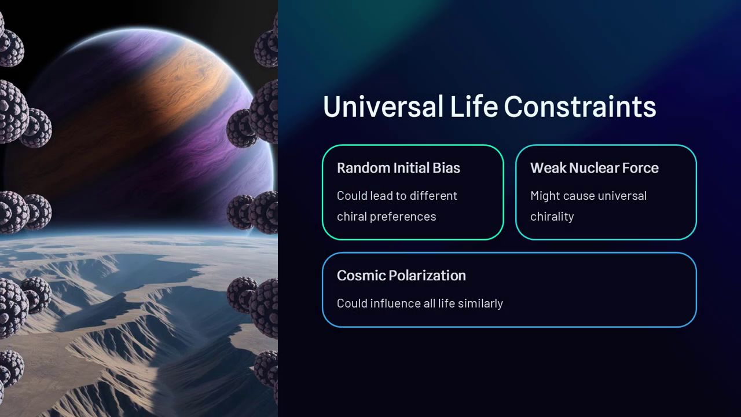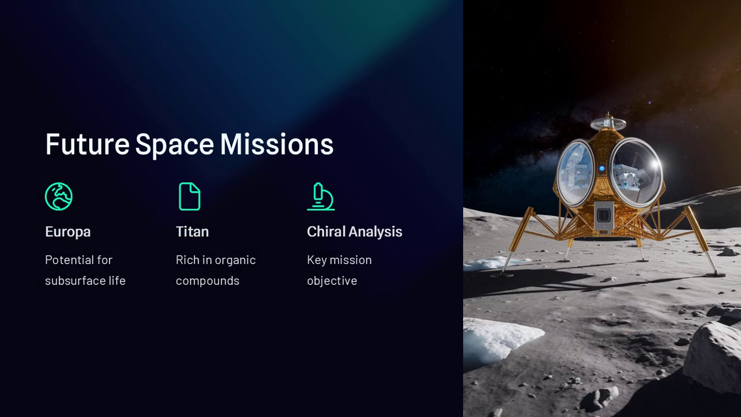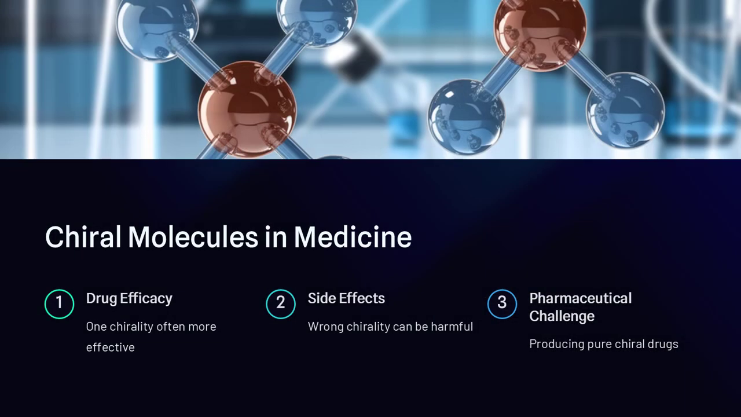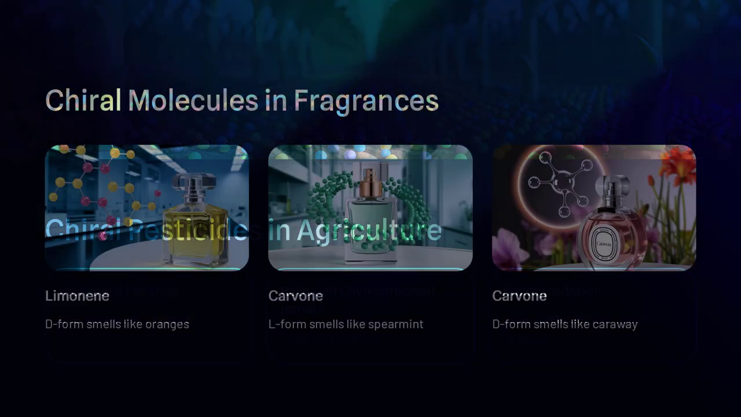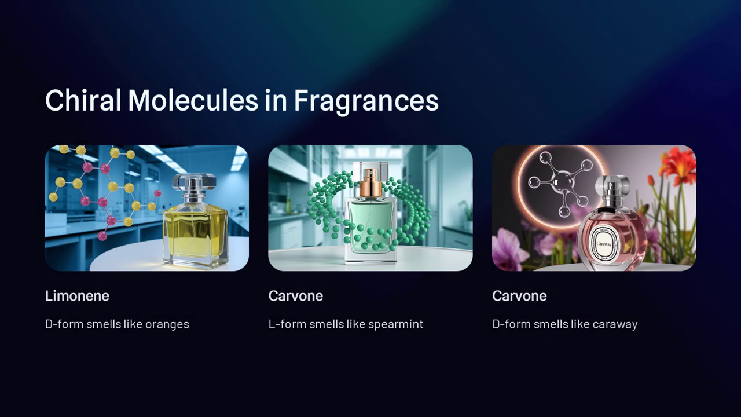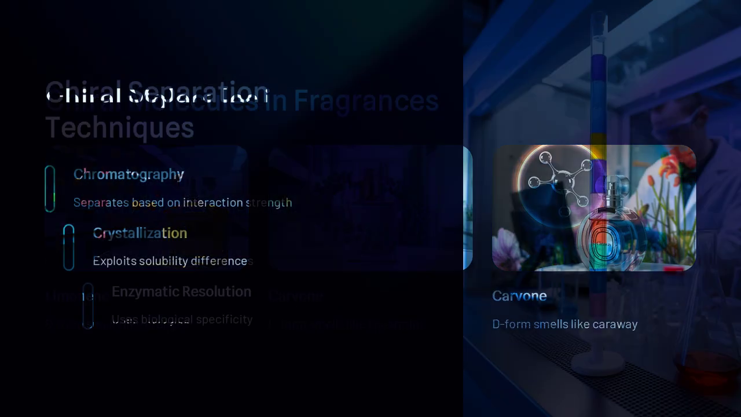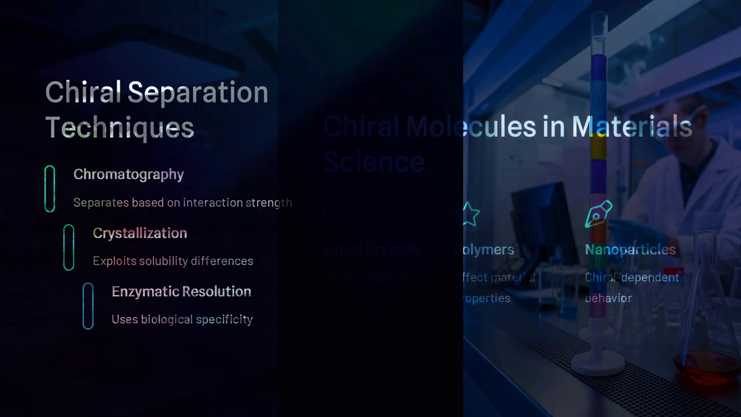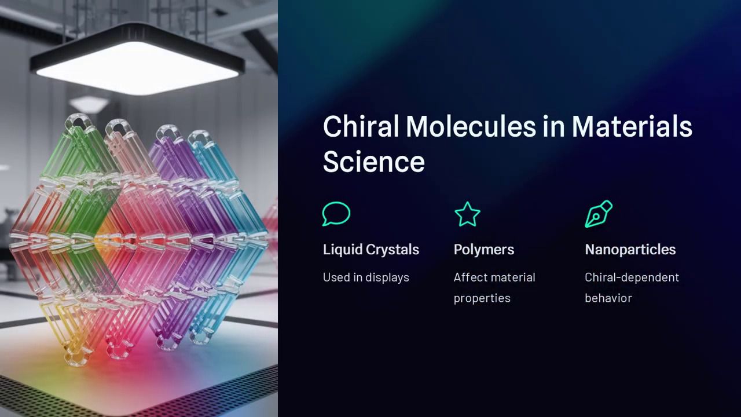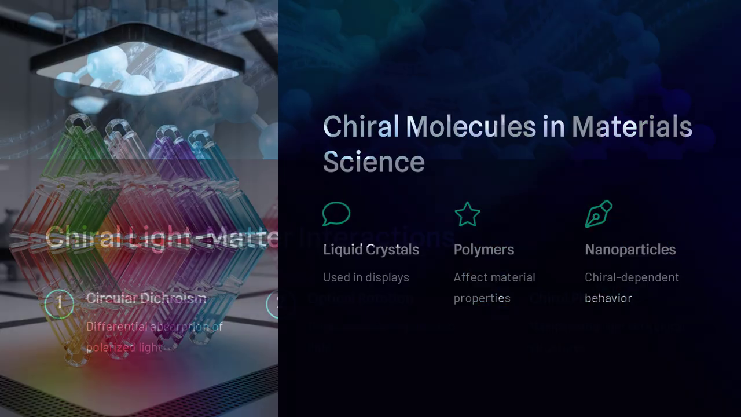Cosmic processes may also hold clues. Some meteorites, such as the famous Murchison meteorite, contain an excess of left-handed amino acids, suggesting that asymmetric physical forces, such as polarized light from distant stars, could have influenced the chemical evolution of life even before Earth formed. Could circularly polarized light from supernovae have selectively destroyed one chirality of molecules in interstellar clouds?